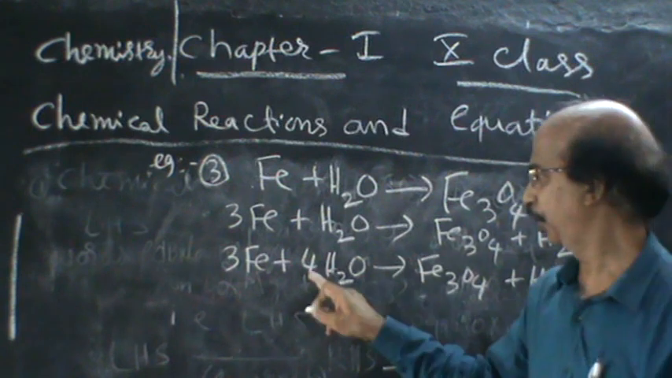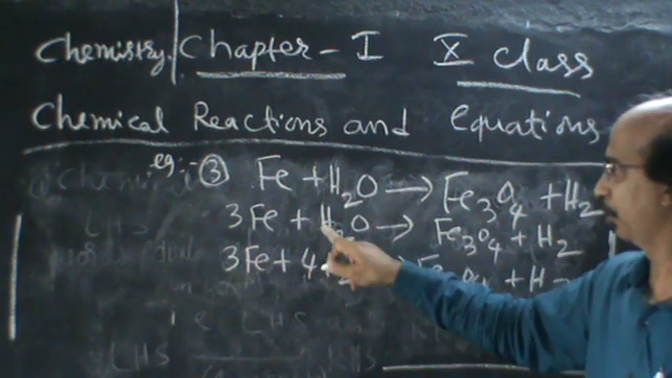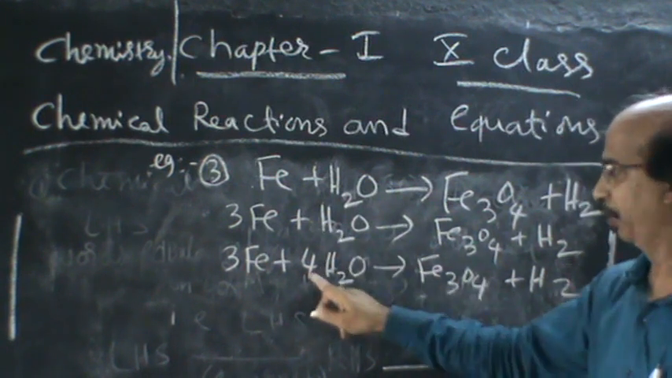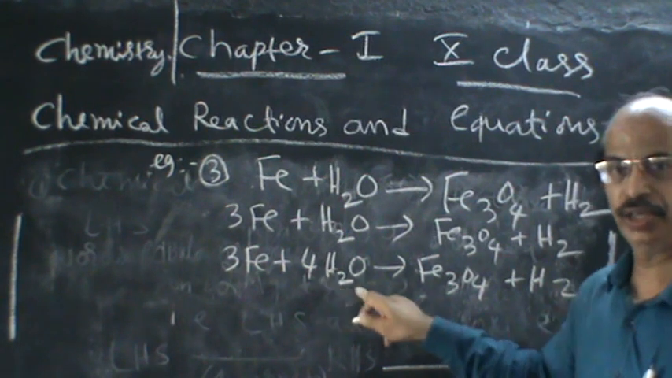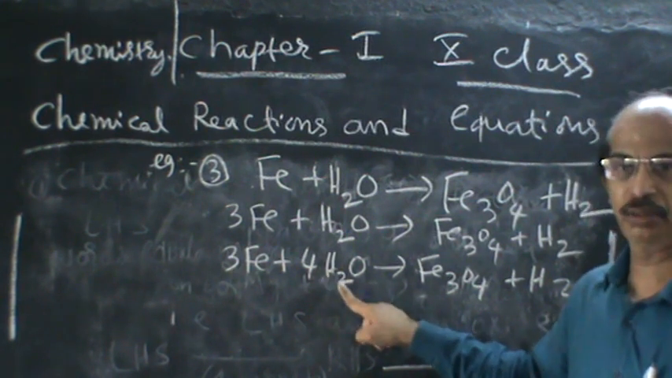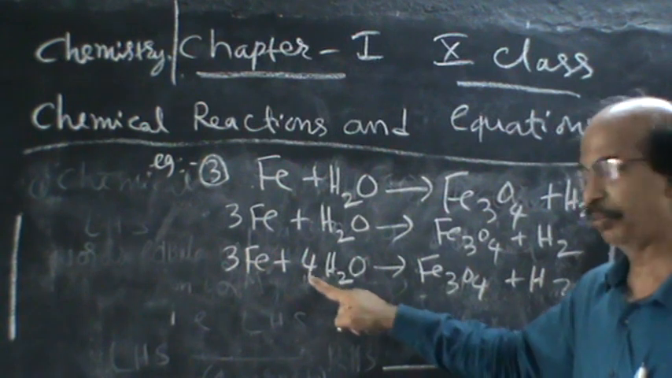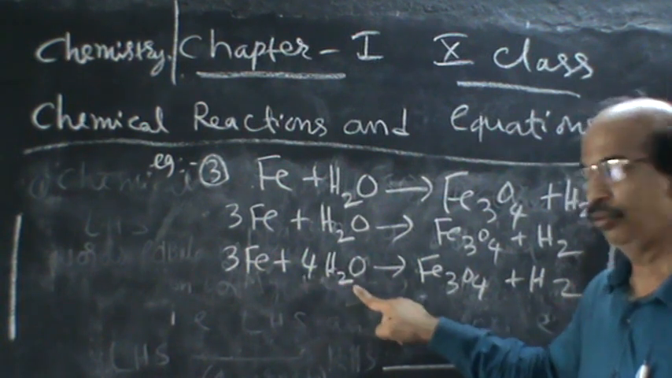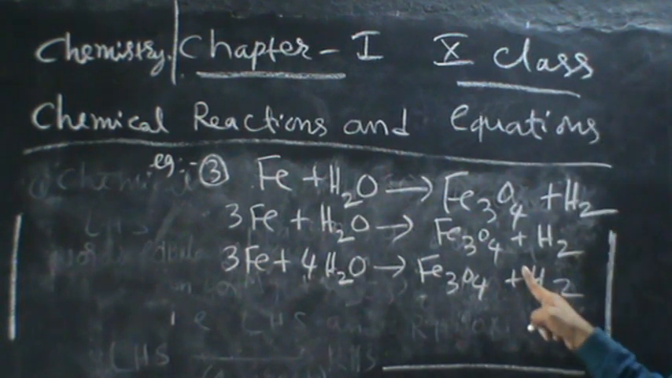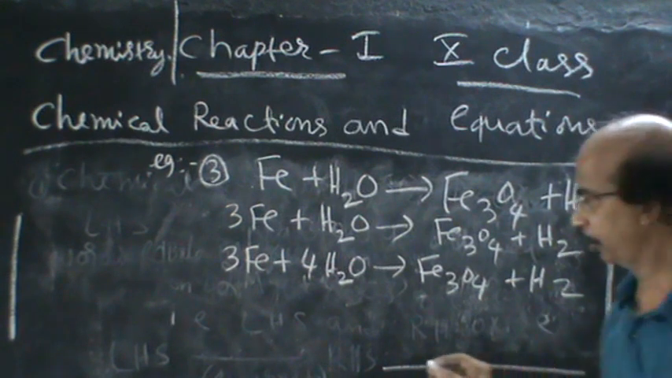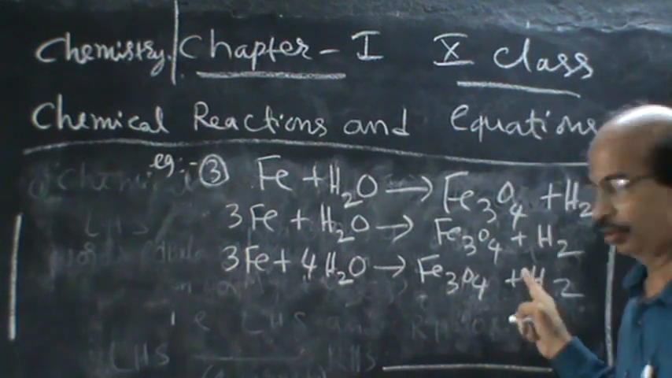So hydrogen, how many now? Before, hydrogen was balanced here and here. Now it is 8: 4 into 2, 8. No sign means multiplication. That is important. 4 into 2, 8. Here how many? 1 into 2, 2. So you must write 4 here. Next step.